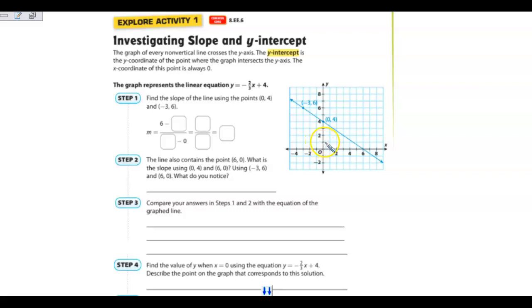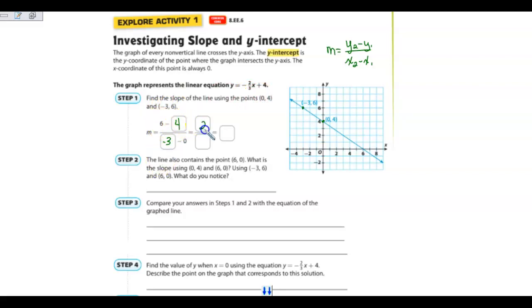The graph represents the linear equation y equals -2/3 x plus 4. We're going to find the slope using the points (0, 4), which is right here, and (-3, 6). Remember, when we're looking at slope, we want the change in the y's over the change in our x's. So we're going to take our y's and subtract: 6 minus 4. And then our x's: -3 minus 0.